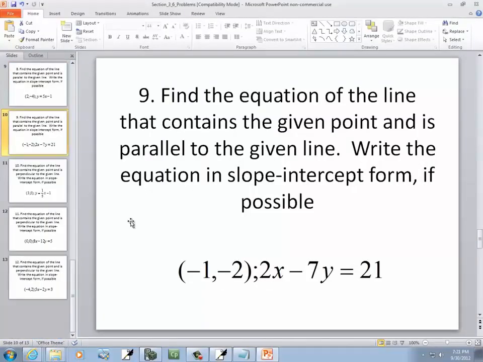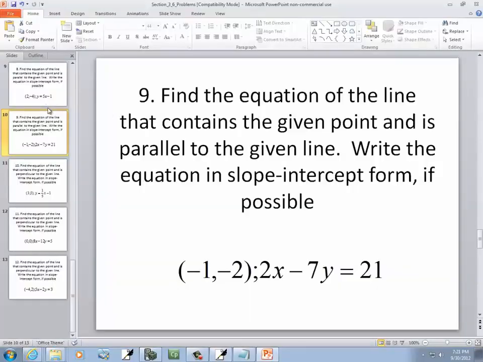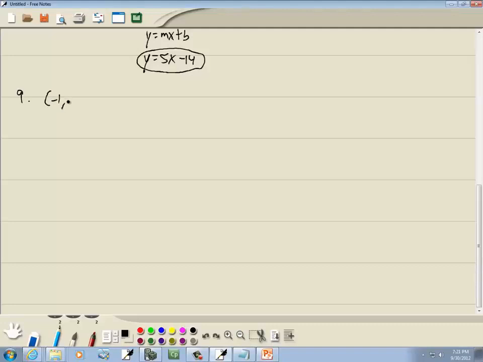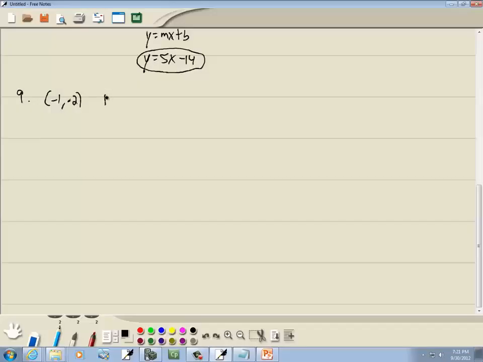Let's take a look at another one. We've got (-1, -2), and it's parallel to 2x minus 7y equals 21. Step 1 is to find m.